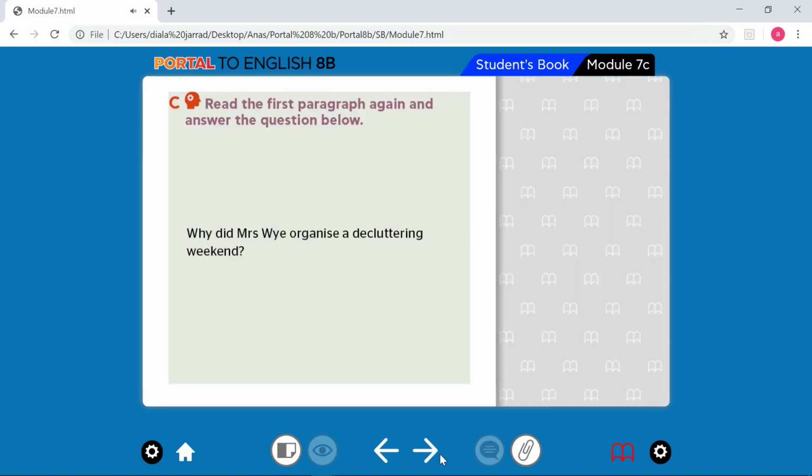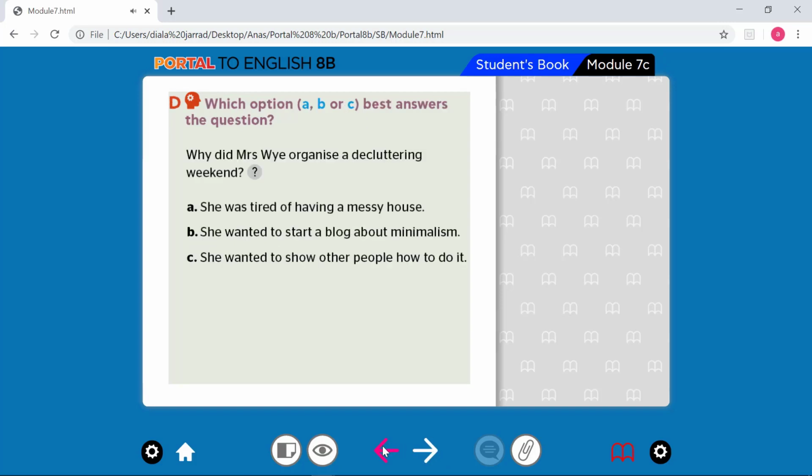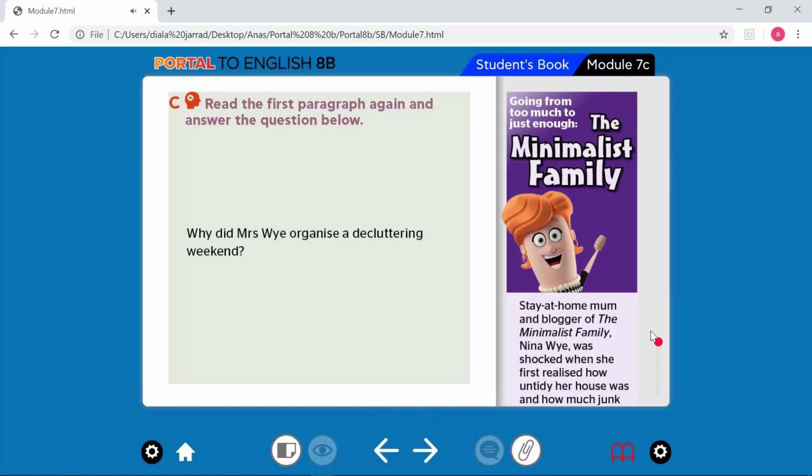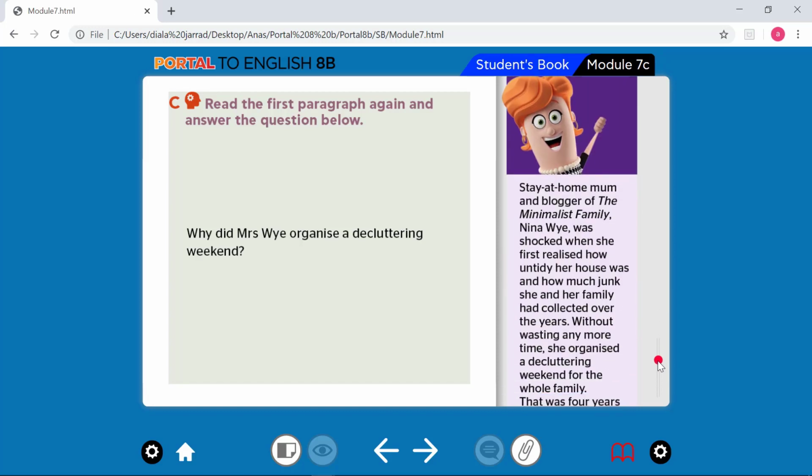Now let's go to answer the questions that follow this text. Why did Mrs. Y organize the decluttering weekend? The answer is generally limited to these three answers. She was tired of having messy house. She wanted to start a blog about minimalism. She wanted to show other people how to do it. But where did we get this answer from? Let's look at the text and see.